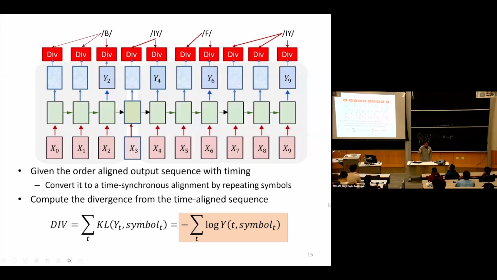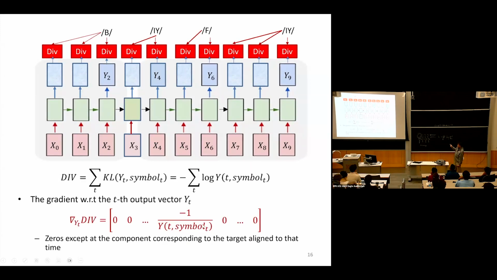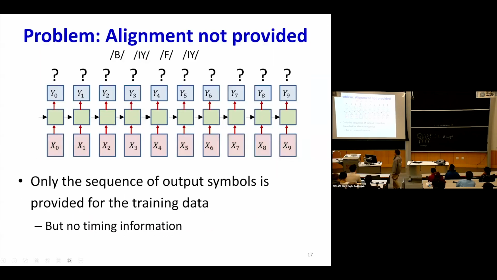Everyone with me? Okay. But the real problem was this. When you compute the derivative of the loss with respect to the output at any particular time, the derivative of the loss is just the vector of zeros except -1 over the probability assigned to the target class at that time. With me? Okay. The problem was no alignment was given, right?